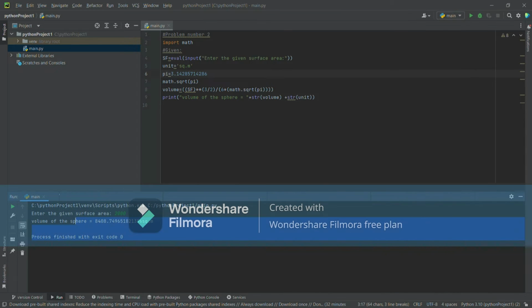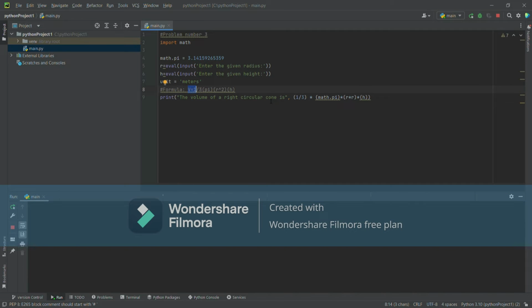Why I come up with this amount? Because I used the formula surface area raised to 3 halves divided by 6 multiplied by square root of pi. Then on print, I used volume of the sphere is equals to, then I added string to the volume and plus the string on the unit. That's why I come up with the volume of this sphere.